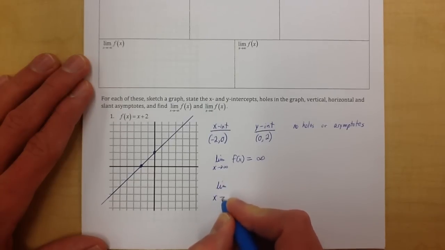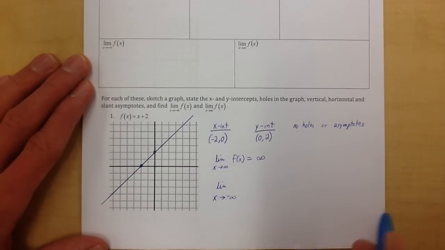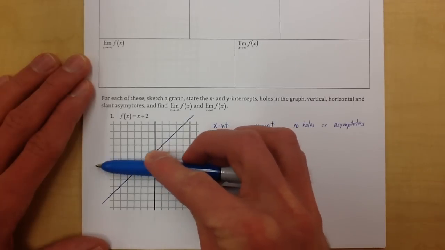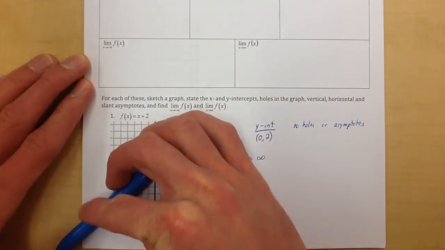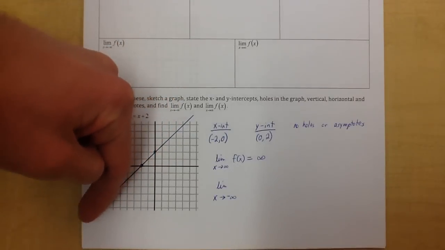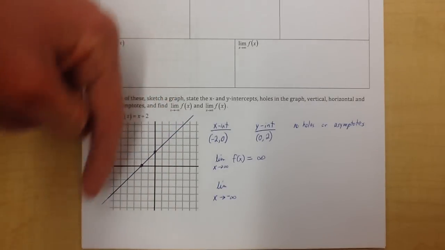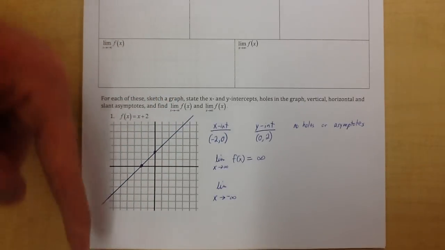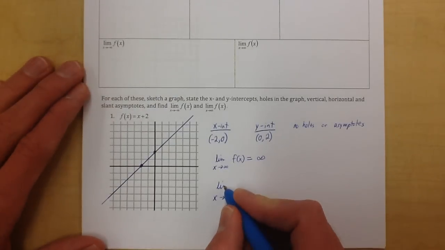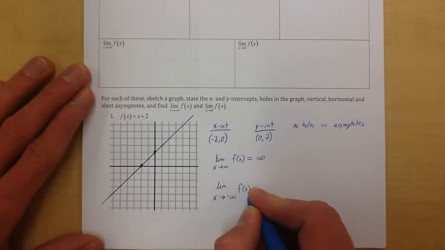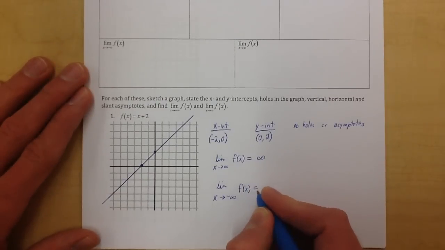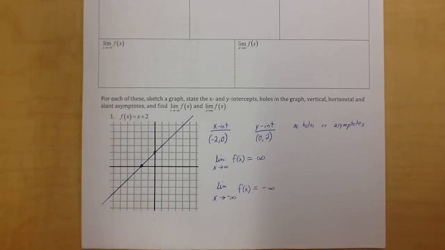As x approaches negative infinity, so as I go this way, what happens to the y values? Well, they're going down. So the graph is going down, and as this graph goes down, the y values are getting lower and lower and lower, and therefore the limit as x approaches negative infinity of f of x, of my function, is equal to negative infinity.